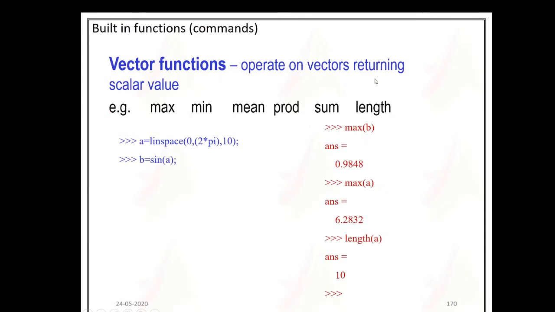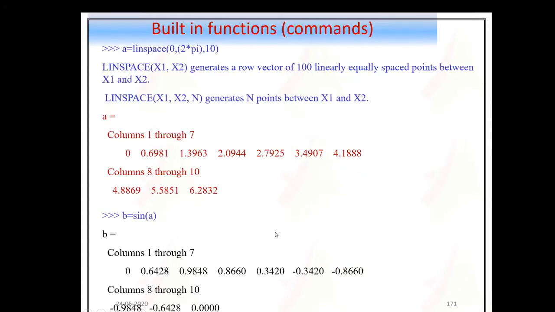This operates on the vectors, returning the scalar value. One more thing, b is the vector, we are getting the maximum value, length is you can see here. Before that, a equal to, this is one of the built-in functions, linspace of x1 comma x2, or otherwise x1 comma x2 comma n.